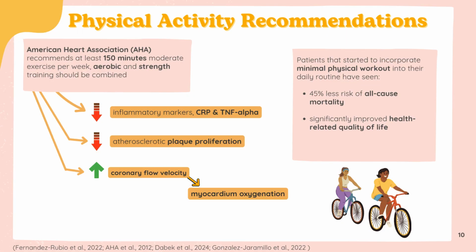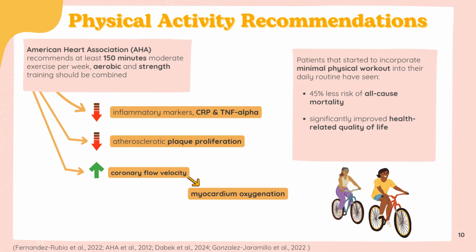According to the American Heart Association, the recommended amount of physical activity for patients with CAD is at least 150 minutes per week of moderate intensity physical exercise. It is important to begin with low intensity physical activity like walking or cycling, gradually increasing the duration and intensity of the workouts. Also, light strength workouts should be introduced into the routine, such as body weight and resistance band exercises. Adhering to the physical activity recommendations has been shown to reduce systemic inflammation, stabilize fatty plaques, and enhance oxygenation of the heart muscle.